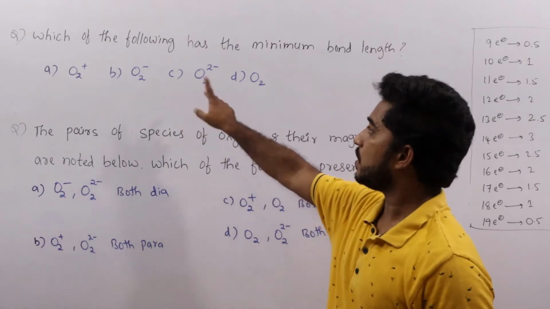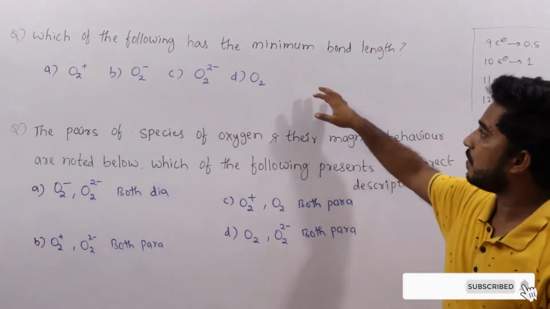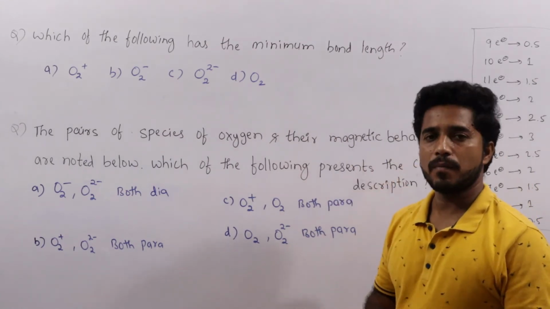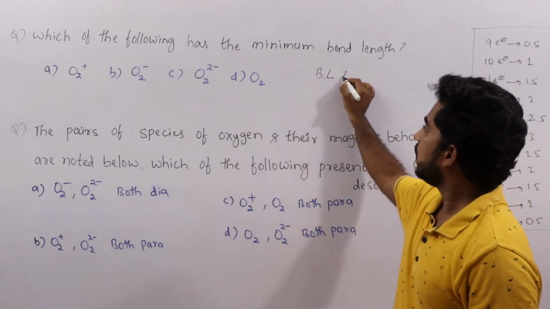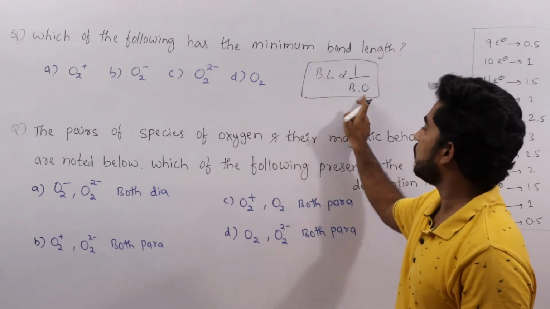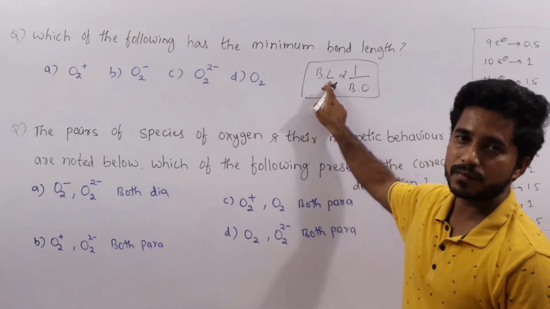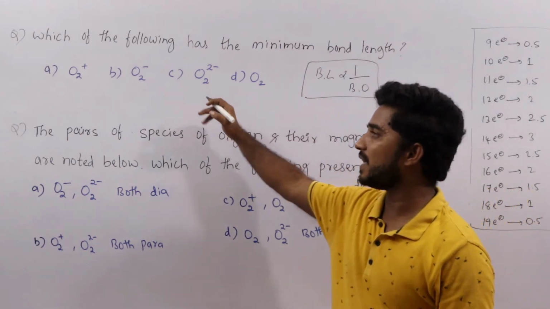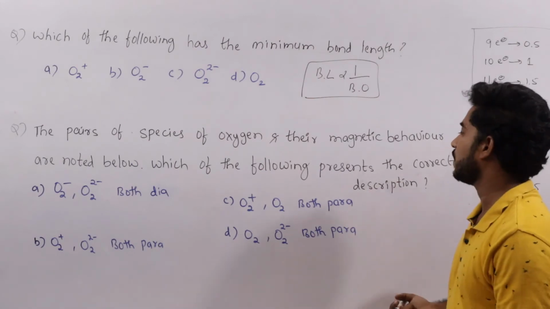In this, which of the following has the minimum bond length? To find the bond length order, we must know the bond order, because bond length is inversely proportional to bond order. If bond order is more, bond length is less. If bond order is less, bond length is more. Based on this relation we can find the bond length in the given molecules, which one has more and which one has less.